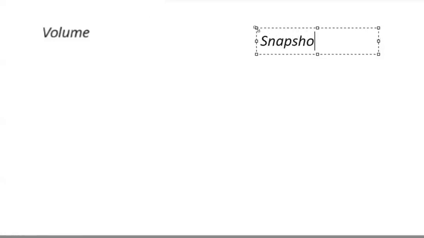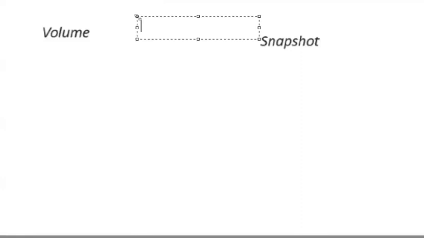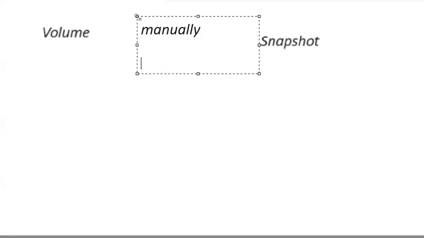So let's say I have a volume and I want a snapshot for this EBS volume. Then how can I take it manually? Manually, I can take it by simply moving on to the EBS volume and selecting that volume. There I have an option to take the snapshot. In this way, we generally take the snapshot manually.